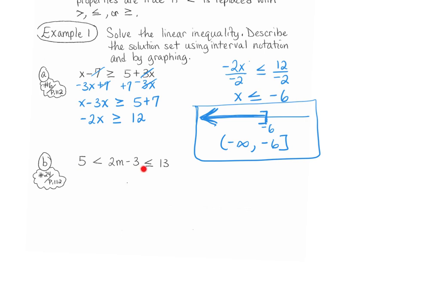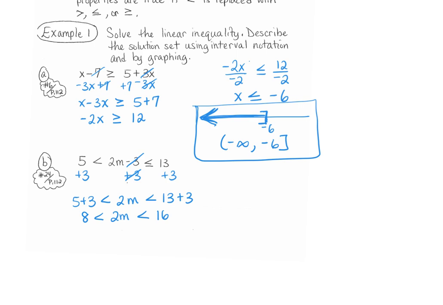We're going to add 3 to each part of the inequality, because our goal is to get m by itself. Notice that cancels the 3 from the middle. So we get 5 plus 3 is less than 2m, and that's less than 13 plus 3. So we get 8 is less than 2m is less than 16.